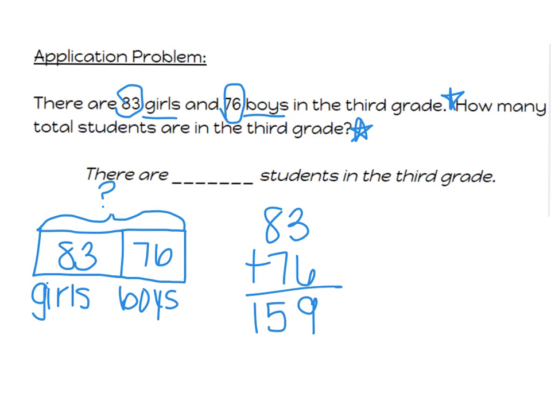Now don't get too excited just yet. We need to put our answer on the line in our sentence. Okay, now we can get excited and do a little happy dance.